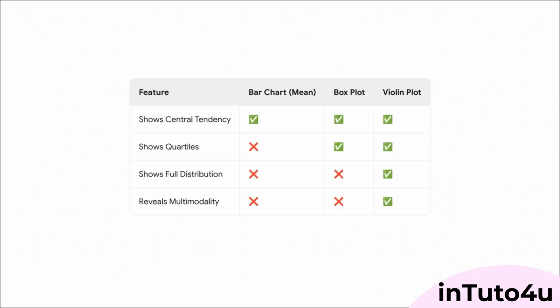This little table here just breaks it all down perfectly. A bar chart, it only really shows you the center. A box plot, it adds the spread and the range. But only the violin plot reveals the full shape, including those hidden peaks. It just tells the most complete story, period.